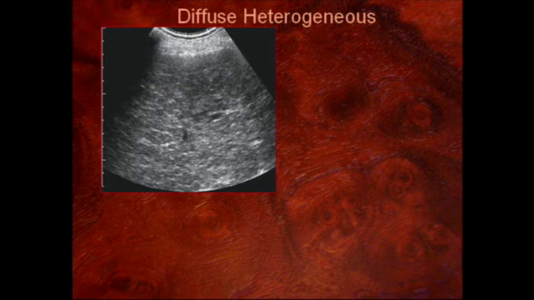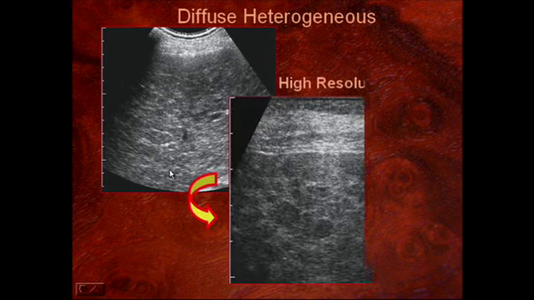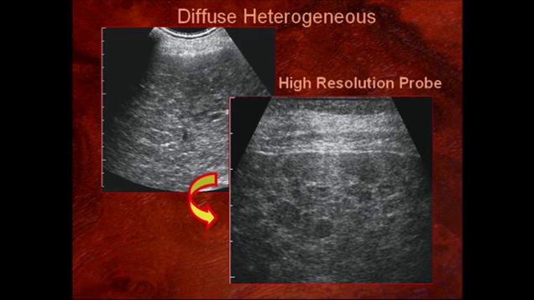The diffuse heterogeneous pattern also occurs. Here, using a standard curved array transducer, you see that the liver parenchyma looks coarsened. It's hard to necessarily pick out discrete focal lesions. When you're faced with this sort of situation, you should take a look with a high-resolution linear array and just focus on the near portion of the liver, as we did here. And in this case, you can see that the pattern actually is due to multiple focal hypoechoic lesions.